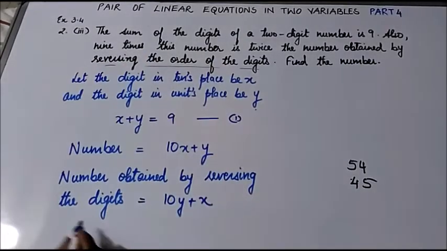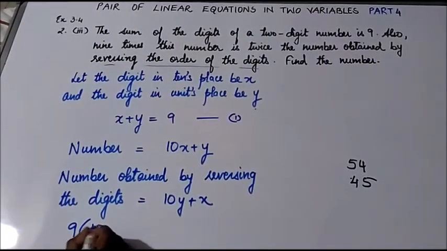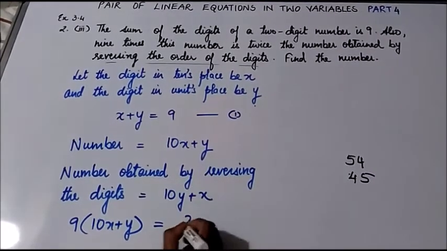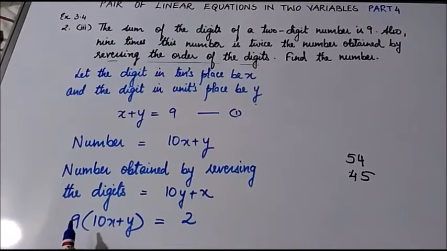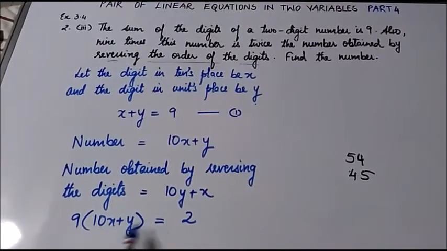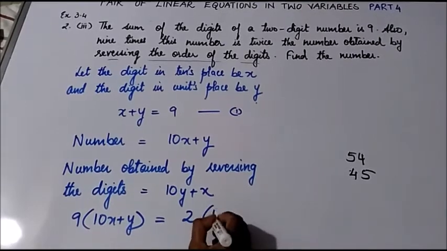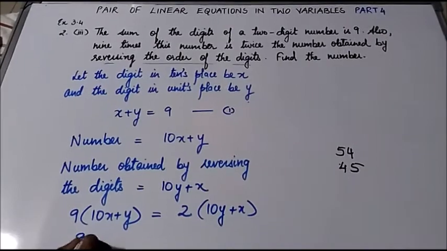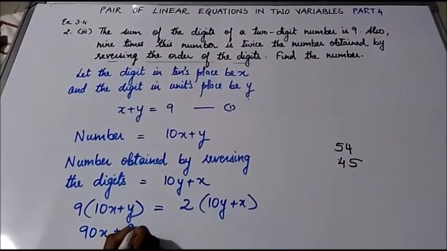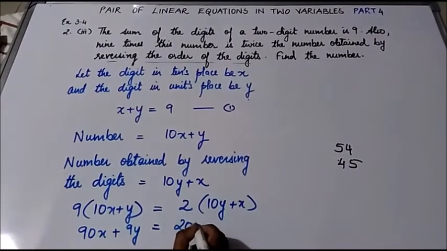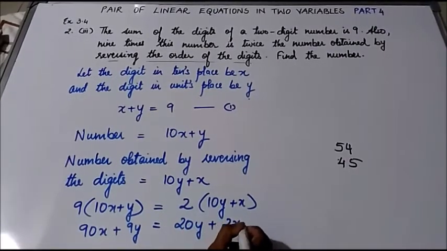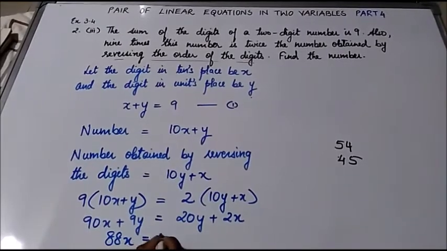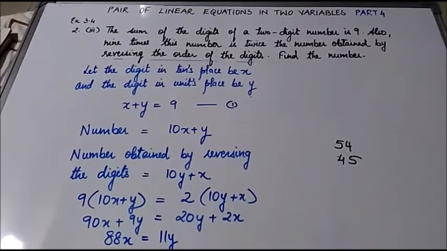Also 9 times this number, that is 9 times the given number, is twice the number obtained by reversing the digits. That means 9 times the number is twice the number obtained by reversing the digits. Let's open the bracket. We get 90x plus 9y is equal to 20y plus 2x. This will give us 88x is equal to 11y.